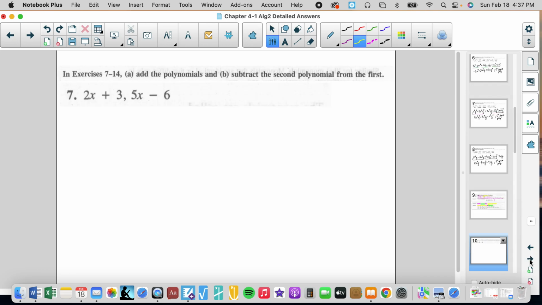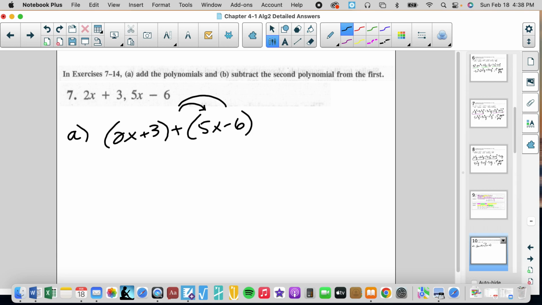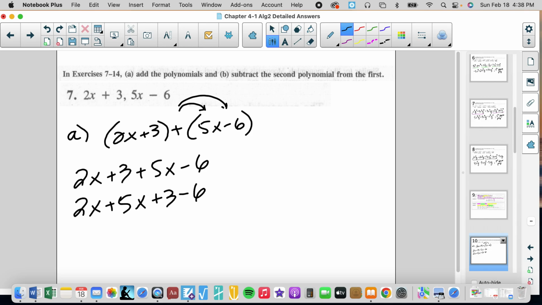So you'll see, pay attention to add the polynomials and then subtract them. So A, we're going to add them. So that statement would look something like this. Distributing a positive through removes the parentheses, and now we would match them up, and then we would combine like terms. So we get 7x minus 3.